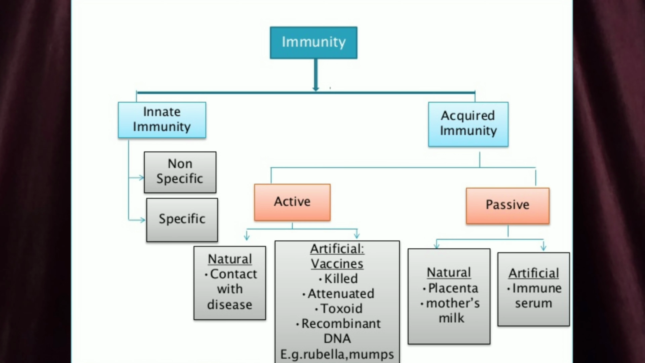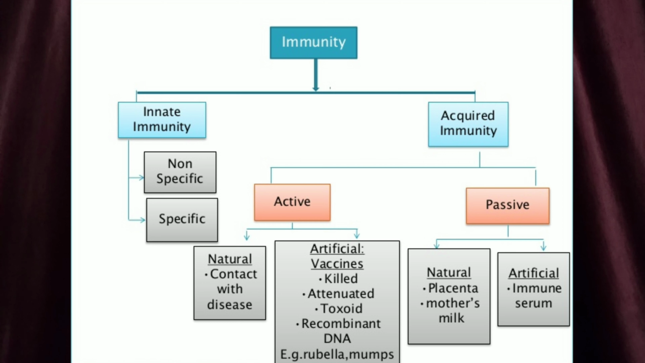Second is artificial: vaccines, killed vaccines. BCG vaccine is one of the easiest examples I can give in this type of immunity. Toxoids and recombinant DNA vaccines, which we usually give in certain types of disease, are the best examples of artificial vaccines.